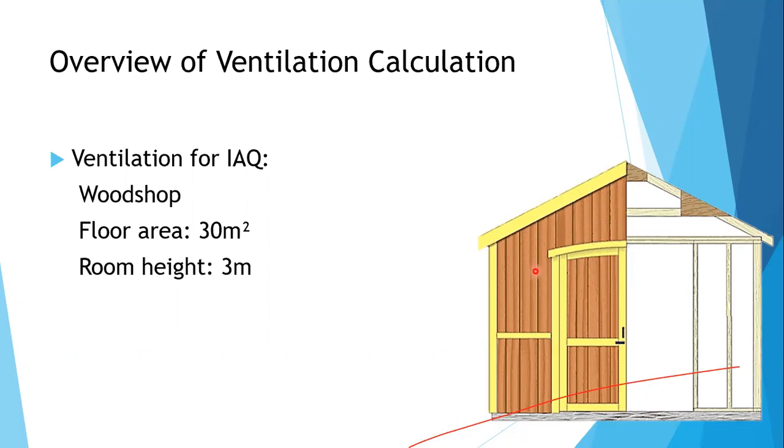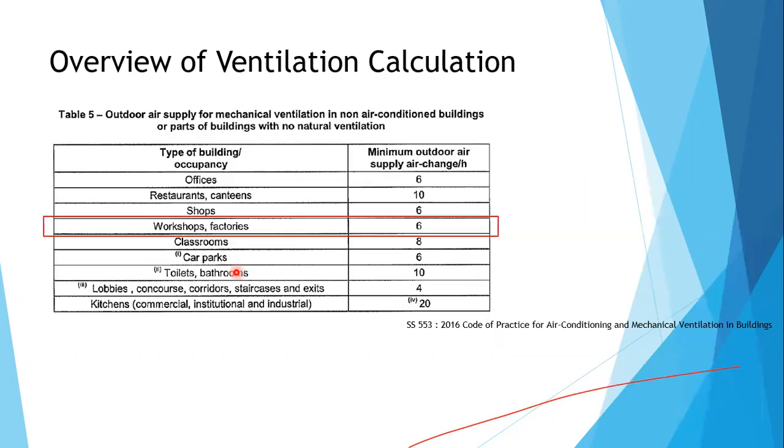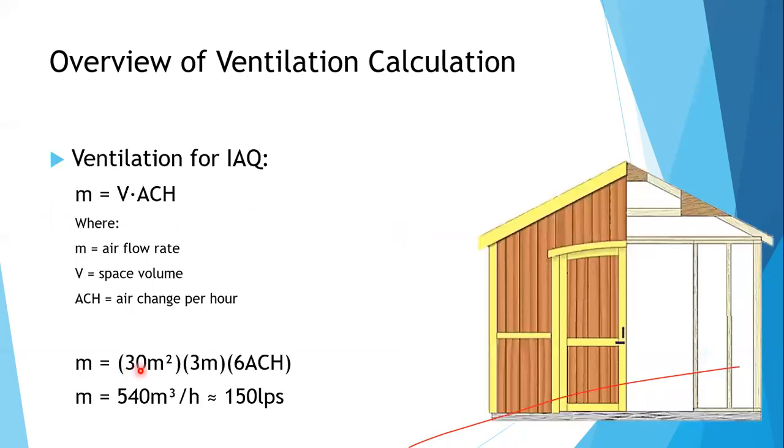So again, our example is a floor area of 30 square meter, room height of 3 meters. Using this table, this is SS553 Code of Practice for Air Conditioning and Mechanical Ventilation in Buildings. This one is the Singapore code. This is the local code. It says here that for workshops, I would need about 6 air changes. So let's plug it into our equation. 30 square meter times 3, this is the volume, times 6. It will give me 150 liters per second.